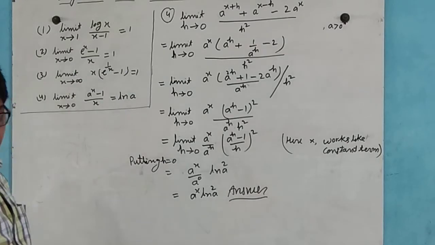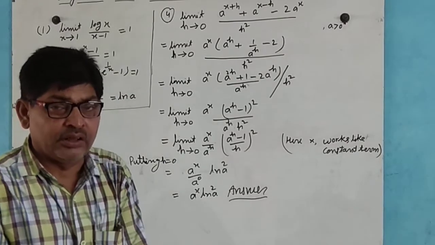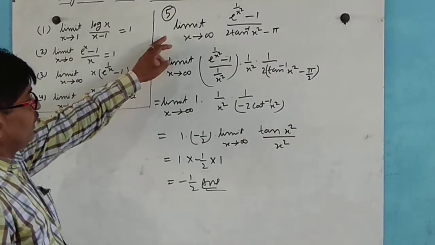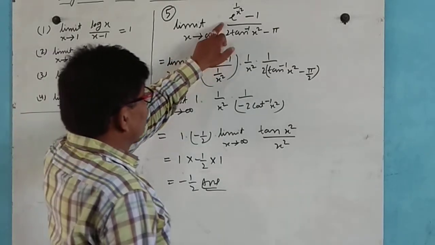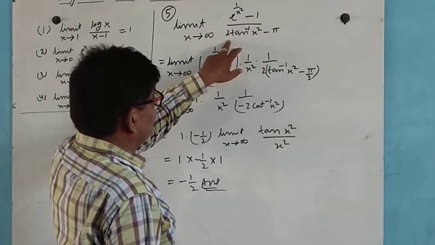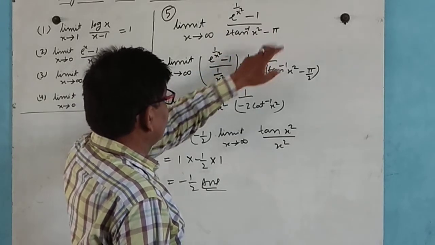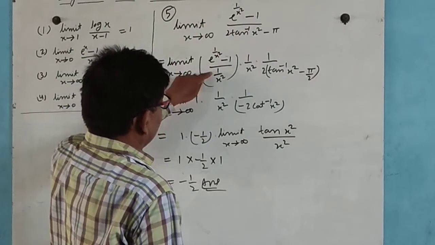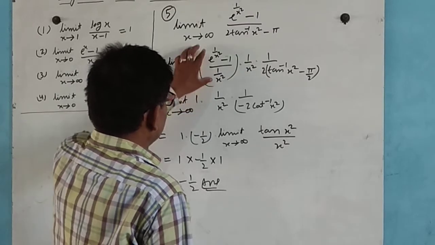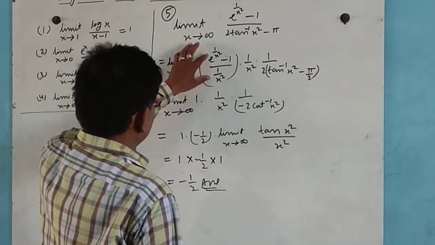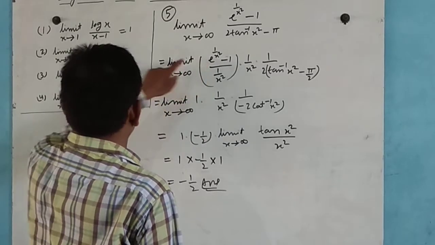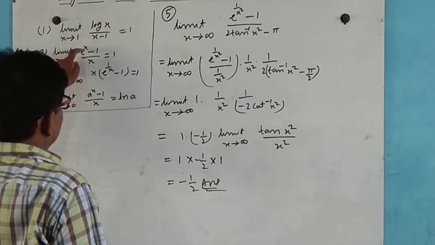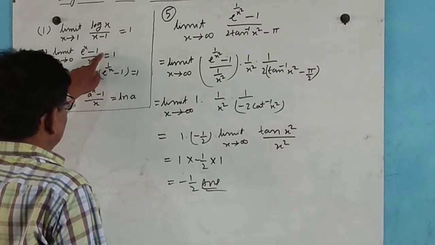Now we take another example. Problem 5: limit x tends to infinity, (e to the power 1 by x square minus 1) divided by (2 tan inverse x square minus pi). Now (e to the power 1 by x square minus 1) divided by 1 by x square is just like (e to the power x minus 1) by x, which equals 1. So e to the power 1 by x square minus 1 divided by 1 by x square equals 1.